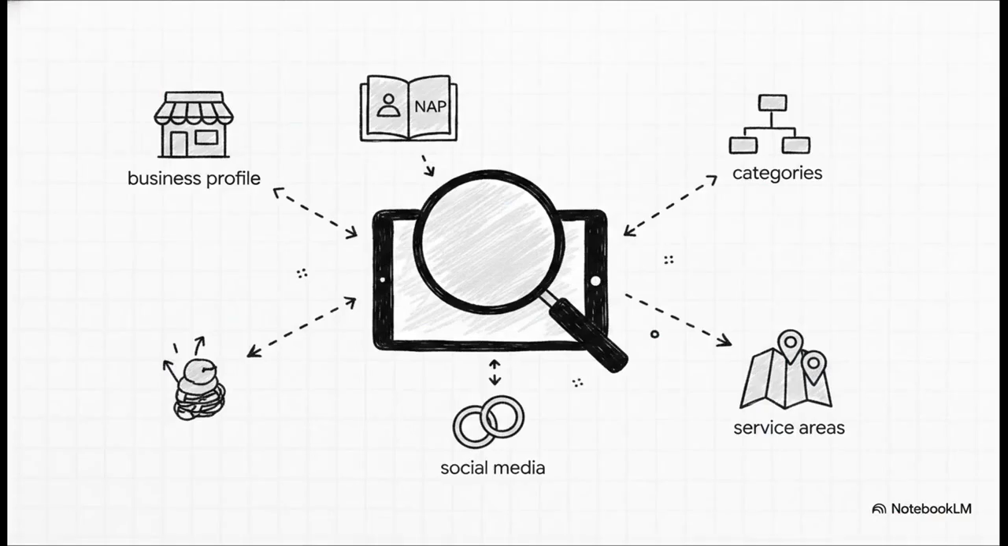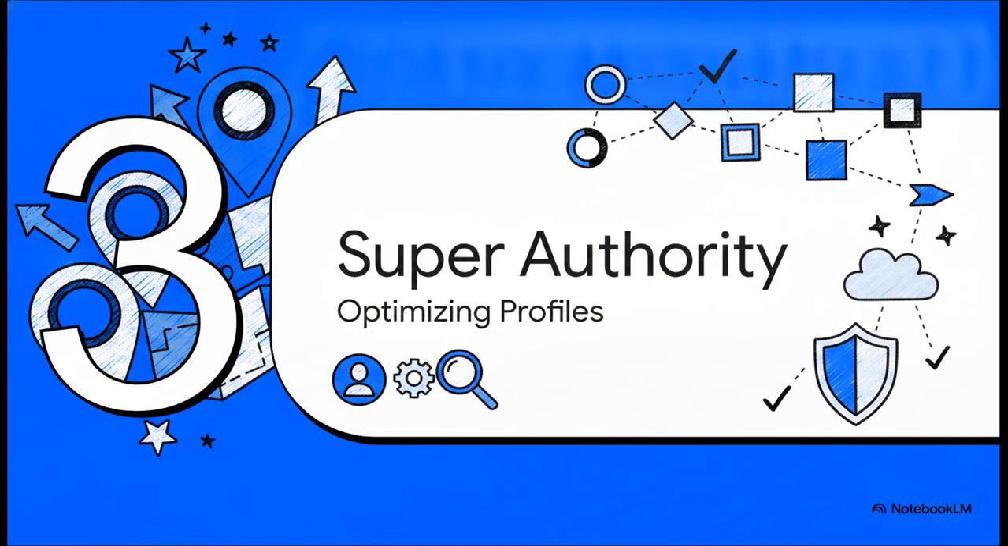Once we know exactly where we stand, it's time to gather and audit all the foundational data. This means doing a deep dive into the Google Business Profile, or GBP. We check for strict NAP consistency, that's name, address, and phone number, ensuring it matches the website perfectly. We verify social media links, get the client to approve up to 20 specific service areas, and finalize the primary and additional categories. Every single detail here has to be dialed in and perfectly aligned before we start building any real authority. Which brings us to phase 3, building super local authority, optimizing profiles and securing citations.